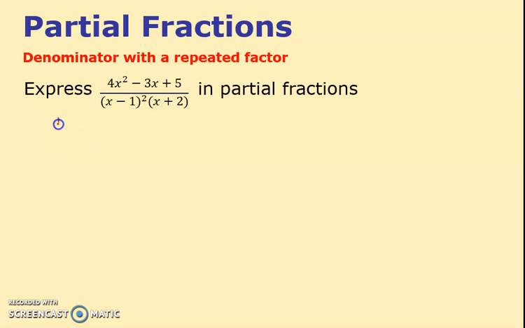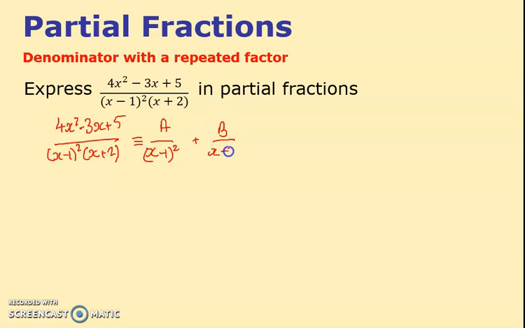So we've got here 4x squared minus 3x plus 5 over this one with a repeated factor again, so that's what I want you to get used to, x minus 1 squared times x plus 2. So when I write this out, get into the habit of knowing that's going to become A over the first one squared, plus B over just the x minus 1, plus of course the C over the x plus 2, because that never had a square term.